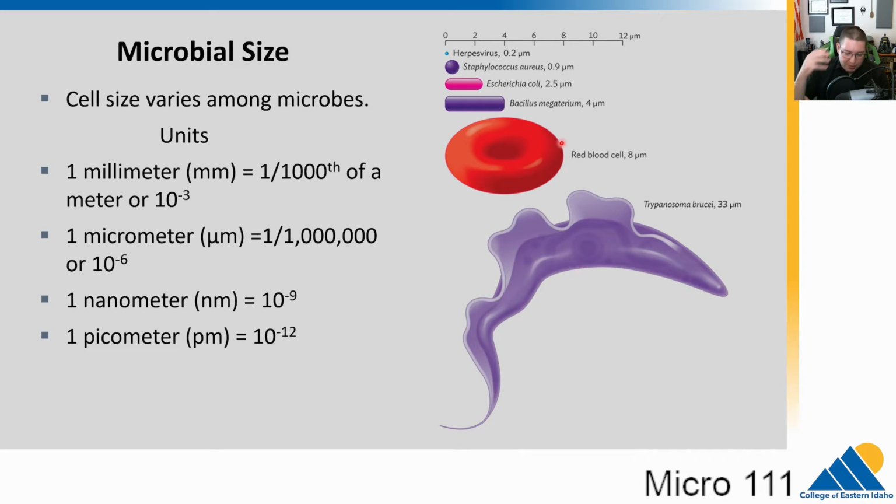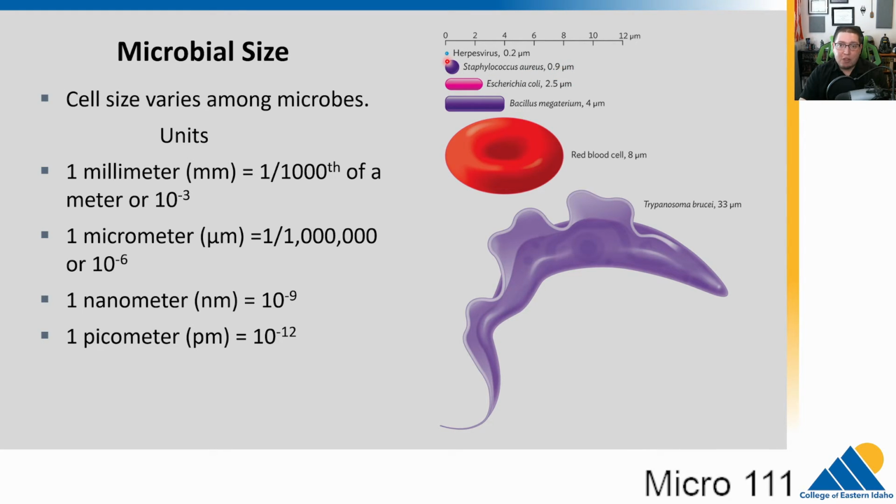So you might not have this visual image in you, right? But your red blood cells in your blood are about 8 micrometers. So this eukaryotic parasite, Trypanosoma brucei, is about 33 micrometers. It's bigger than a red blood cell. Then we jump down to something like bacteria, and this is Bacillus megaterium, and it's named mega because it's big. It's a big bacteria. It's about 4 micrometers. E. coli, 2.5 micrometers. So much smaller than these eukaryotic cells. Staphylococcus aureus, which can cause skin infections, 0.9 micrometers across.